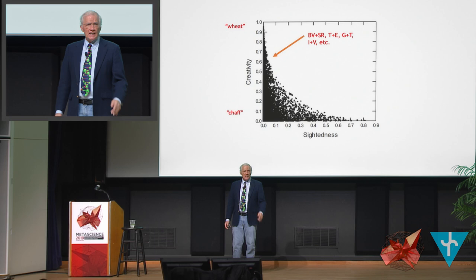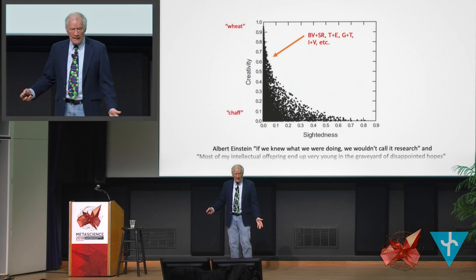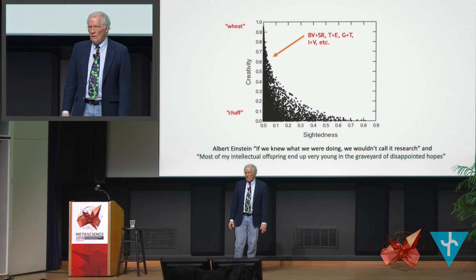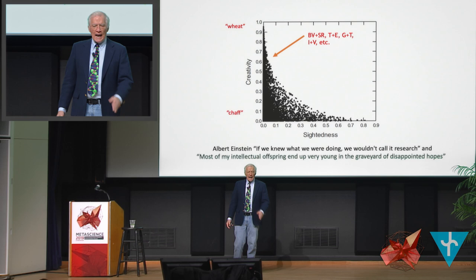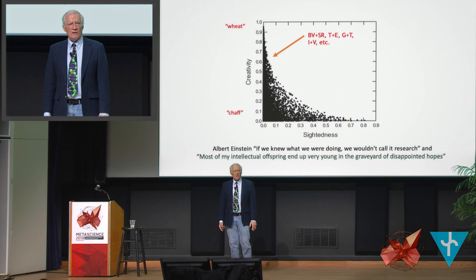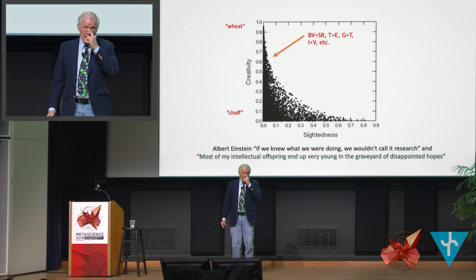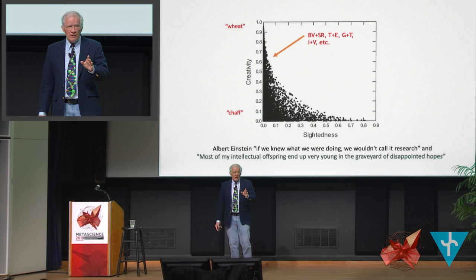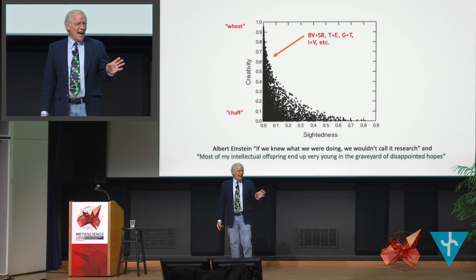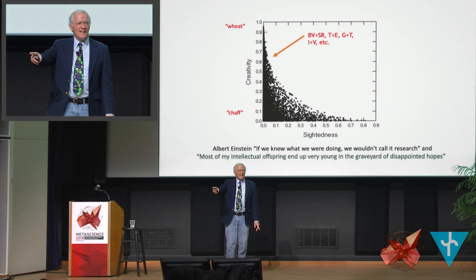And just to give you a qualitative representation of this graph, I can quote Albert Einstein, who said, "If we knew what we're doing, we wouldn't call it research." Okay? He's talking about the blind end of this distribution, where he has to do research. And most of my intellectual offspring end up very young in the graveyard of disappointed hopes. Of course, we don't know that because that stuff isn't published. Although every once in a while it would be. He had one thing published and he was told, Einstein, you overlooked something. According to your theory, the universe wouldn't exist. He didn't think that part out, okay? And it wouldn't exist because charged particles wouldn't be affected by electromagnetic fields. According to his theory, hilarious.